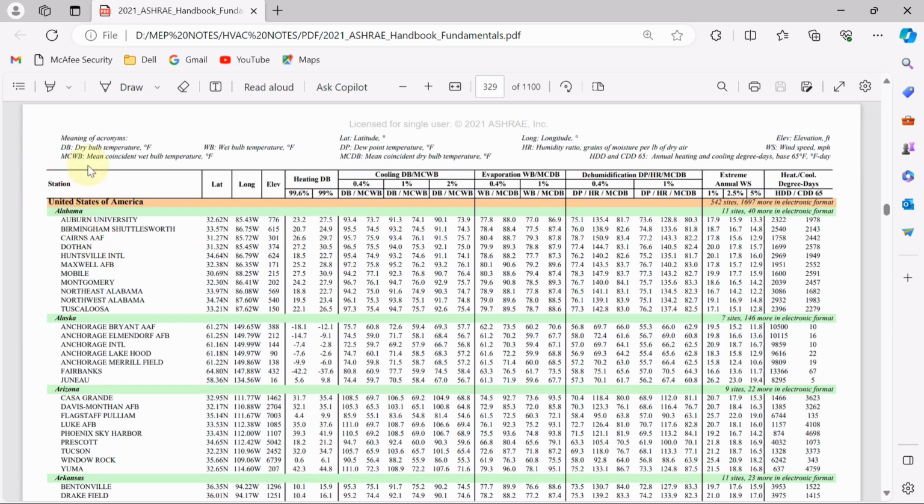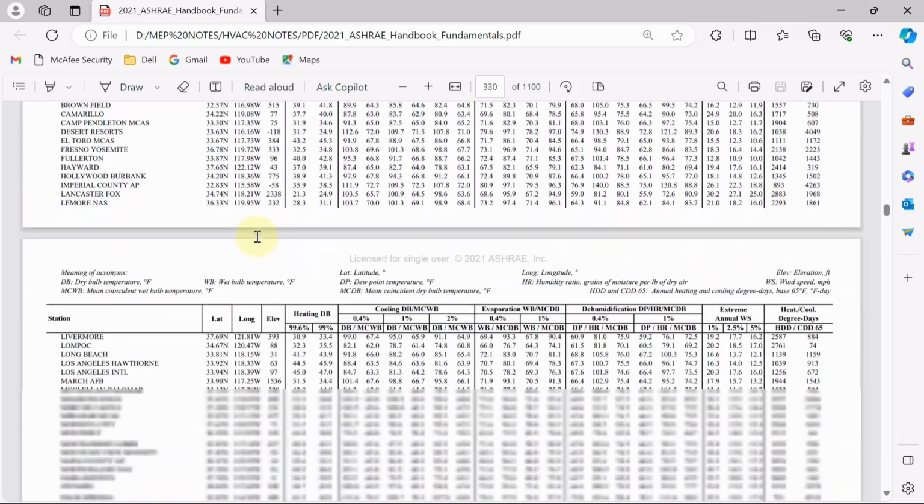From here you can see the station name is given, United States of America, and under that whatever city is coming. The latitude, longitude, elevation, heating dry bulb temperature, cooling dry bulb temperature, mean coincident wet bulb temperature, for evaporation, for dehumidification, every detail is given.